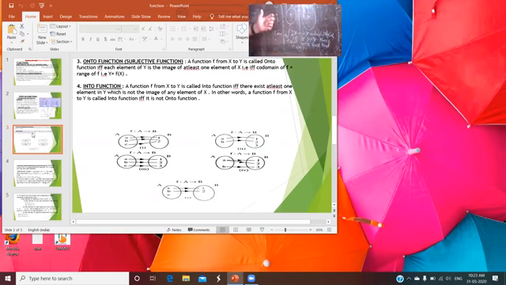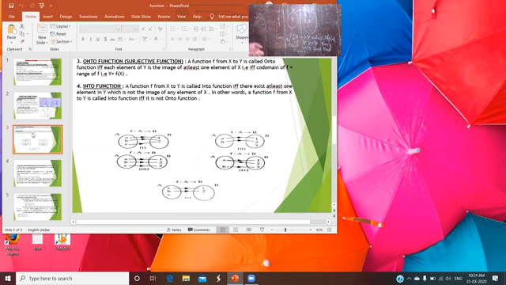Now the conclusion is that if all the elements of Y are engaged, those engaged elements are known as the range of f, and the complete set Y is known as the codomain of f. So an authentic condition for proving the onto function is that the codomain of f is equal to the range of f. If for any given function the codomain and the range are the same, you can say that it is an onto function.